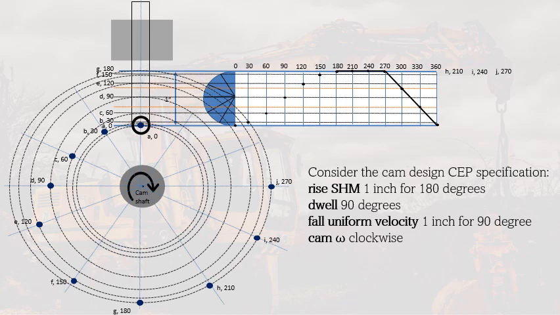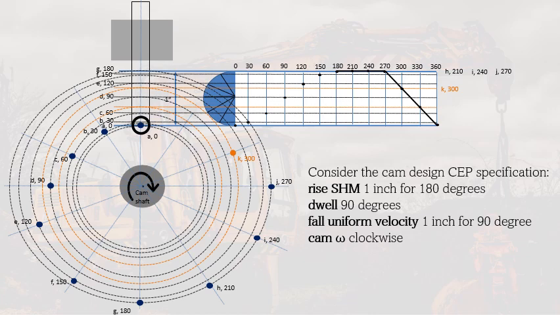And finally, for the fall of uniform velocity, we're going to use this orange line intersection with the follower. So the first one is for 300, and the intersection is that point. And then for 330, which is represented by that point. So we're able to draw, locate the trace points for this roller follower.